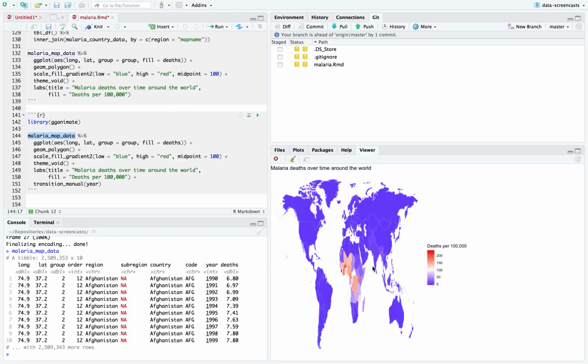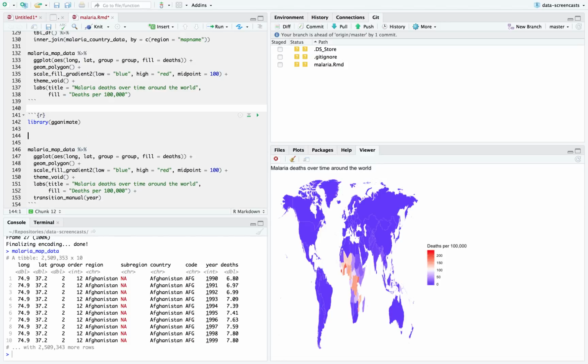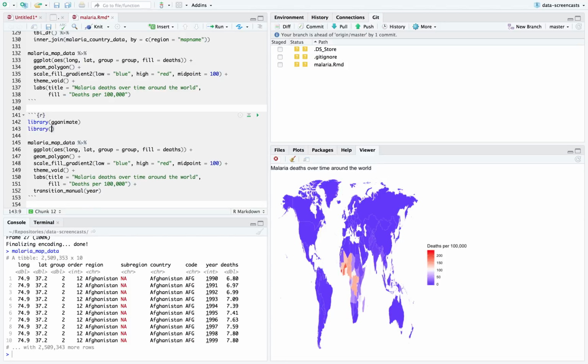I'm going to have one last variation on this graph, and that's where I realized that I'm most interested in Africa here. We can tell most of the world has relatively little malaria and also relatively little change in malaria. So what if I filtered only for countries in Africa? There's a trick to that.